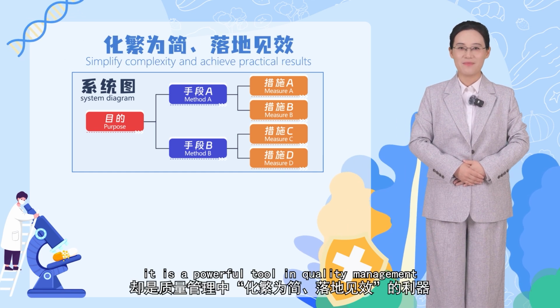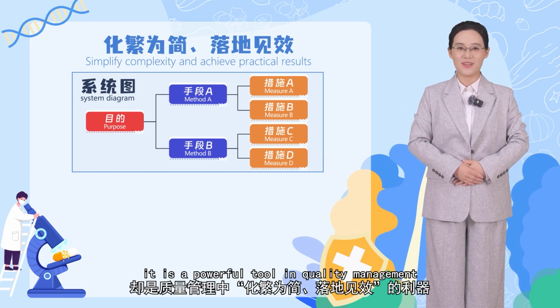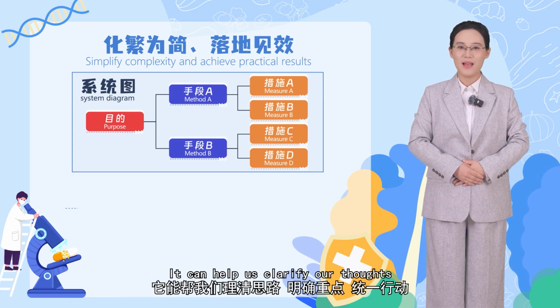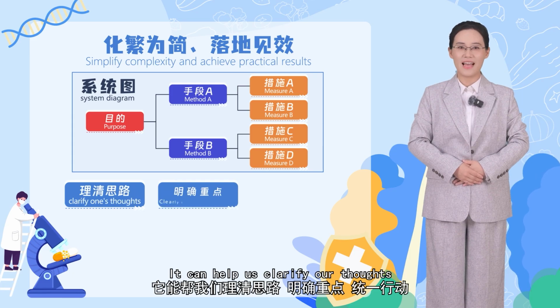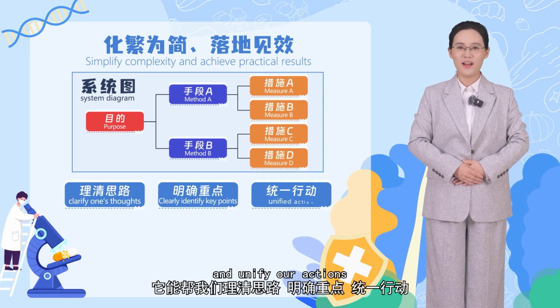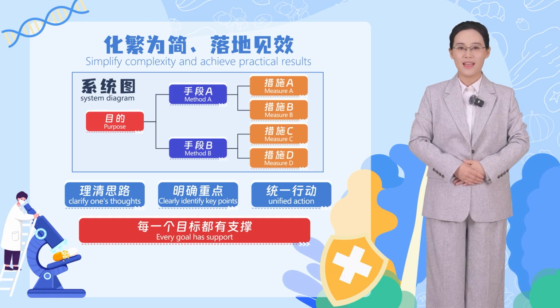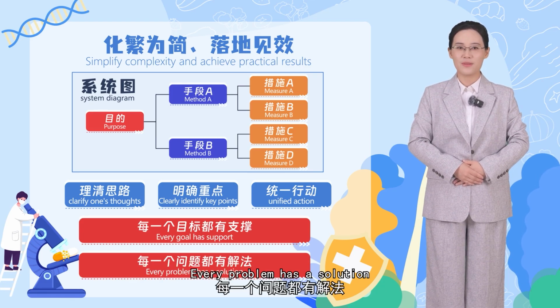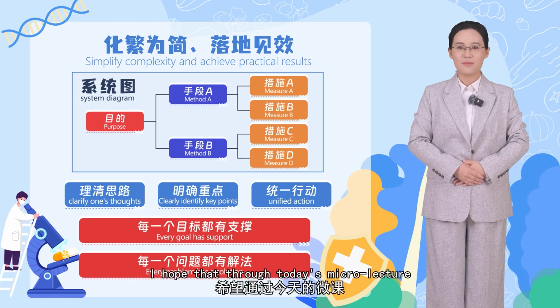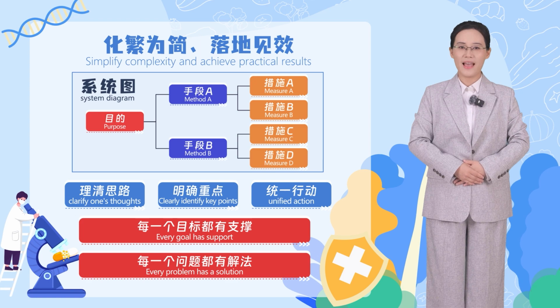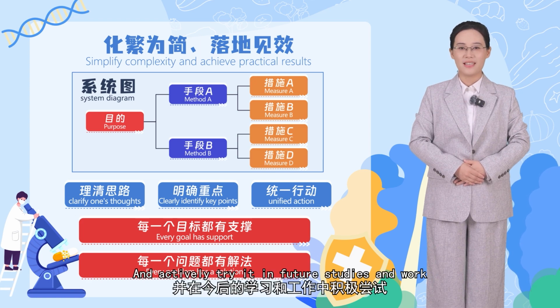However, it is a powerful tool in quality management that can turn complexity into simplicity and achieve immediate results. It can help us clarify our thoughts, identify key points, and unify our actions. Let every goal have support. Every problem has a solution. I hope that through today's micro lecture, everyone can truly grasp the usage of the system diagram and actively try it in future studies and work.